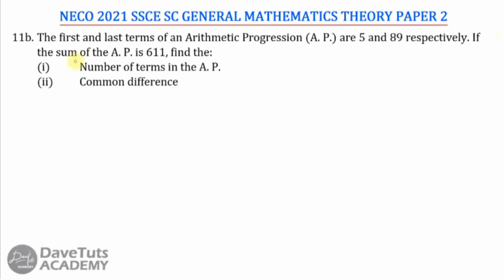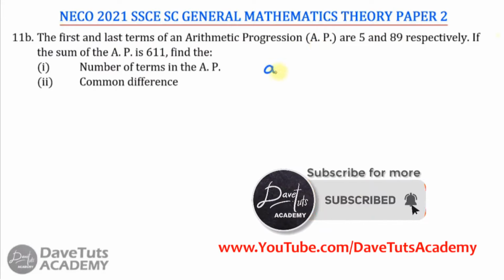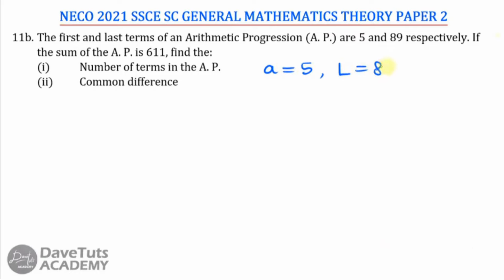Here in this question on arithmetic progression, we are told that the first and last terms of an arithmetic progression are 5 and 89 respectively. So we can say we have our A, the first term, is 5, then the last term L is 89. If the sum of the AP, the sum to some number of terms, is 611, we are asked to find first the number of terms in the AP and the common difference. Let's look at how we can solve this particular first question.